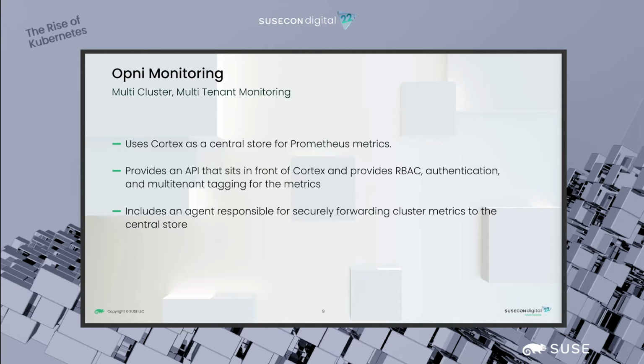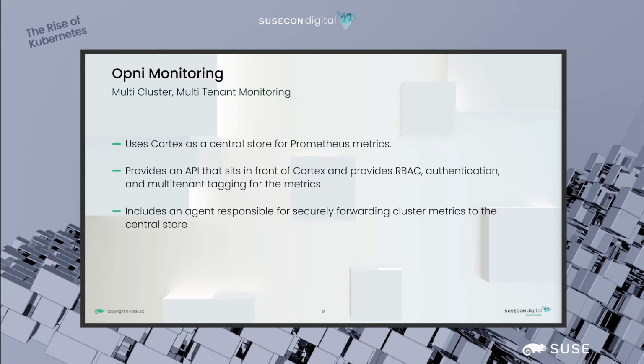That's why we've chosen to use Cortex. Cortex is a backend store that was originally created by Grafana and has been donated to the CNCF. It's one of the most active projects on the CNCF, and it is basically what it says on the tin, a backend store for Prometheus metrics with the ability to tag the metrics with multi-tenant information.